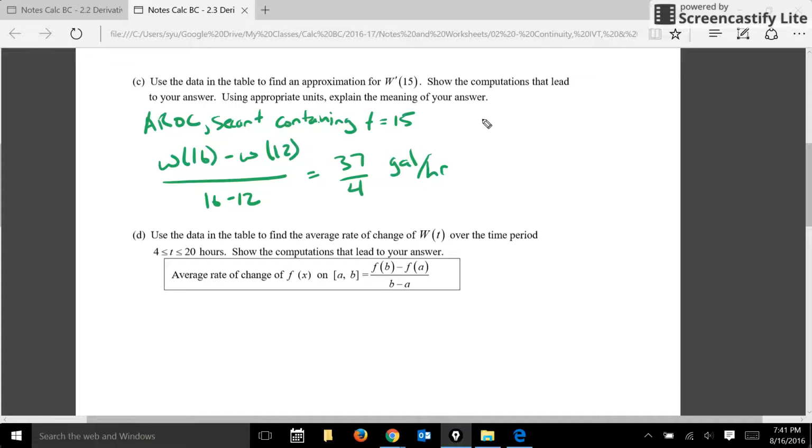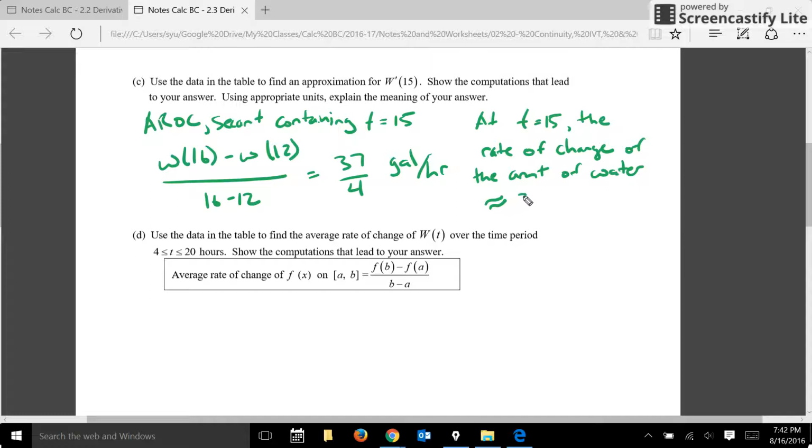So what I can say about this is that at t equals 15, the rate of change of the amount of water, and we need to be specific about what's changing, the rate of change of the amount of water is approximately 37 over 4 gallons per hour. Now, could you give me decimals? Of course, so long as you give me 3 decimal places truncated.